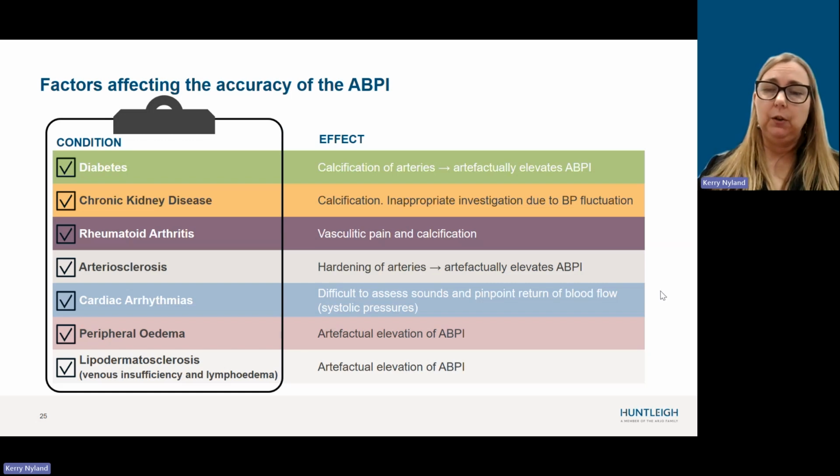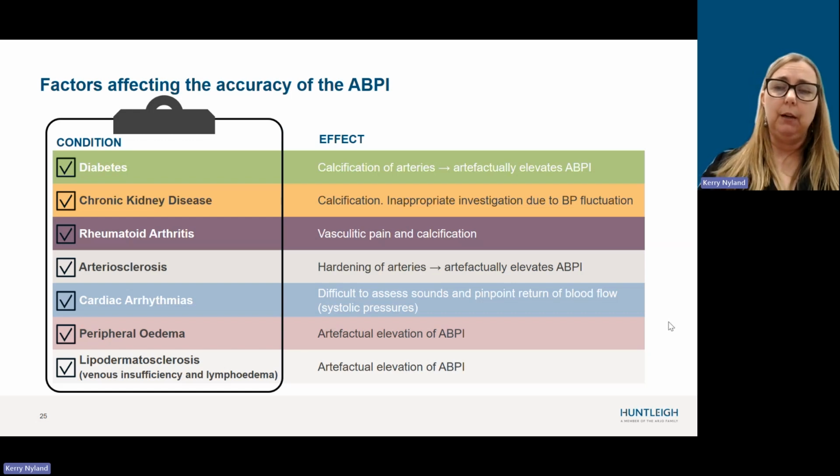Arteriosclerosis just refers to the hardening of the arteries. Atherosclerosis comes under that, and it can make it very difficult to compress the arteries, which again can lead to falsely high readings. And sometimes the vessel is completely incompressible. If you're inflating the blood pressure cuff up to 220 millimeters of mercury and you're still not losing the pulse, we generally call that incompressible.